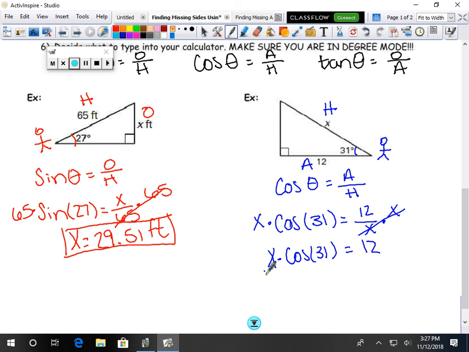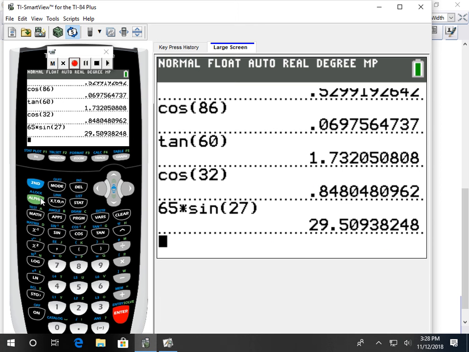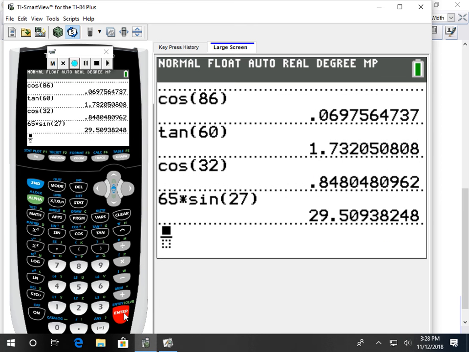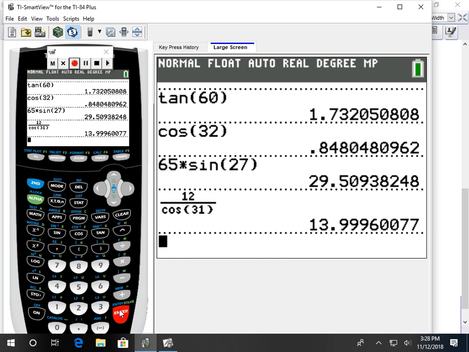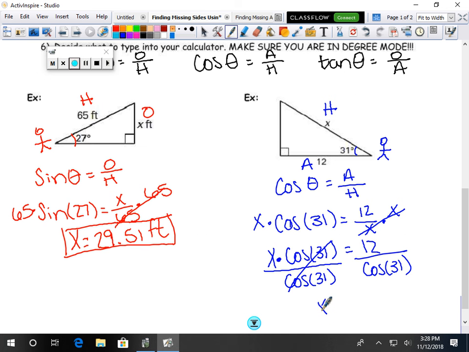So again, I'm trying to get X by itself, so I'm going to divide by what it's multiplied by. So I'm going to divide by everything here, cosine 31. These are going to cross out. In my calculator, I'm going to type this in exactly the way it shows. I'm going to use alpha y equals to pull up my fraction bar. On the top, I had 12. On the bottom, I had cosine 31. Close off my parentheses. Enter, 13.999. I would round that up to 14. So x is equal to 14.